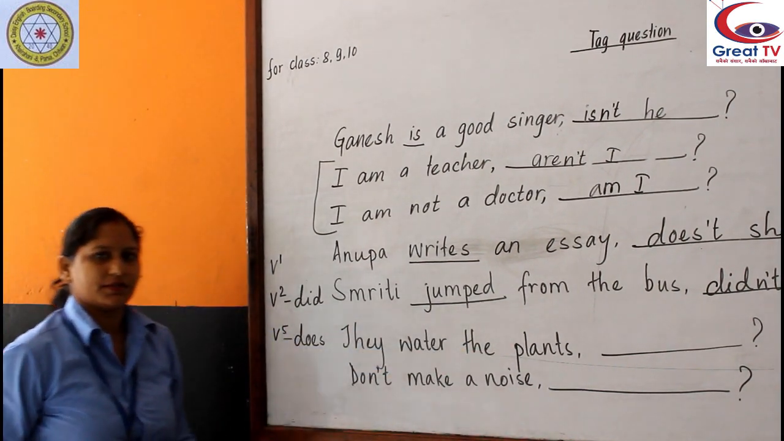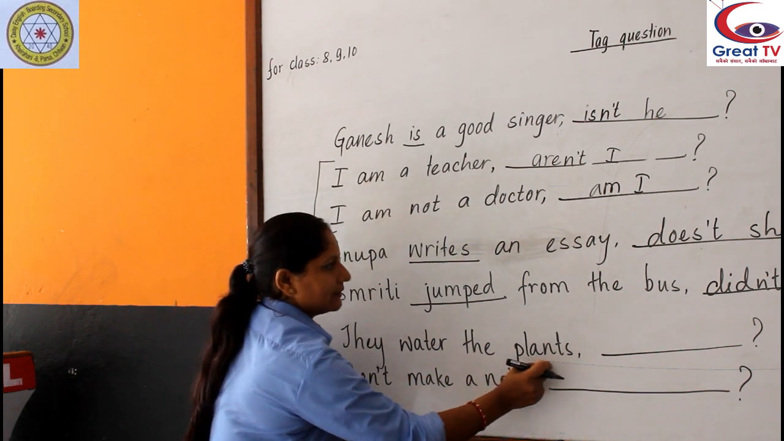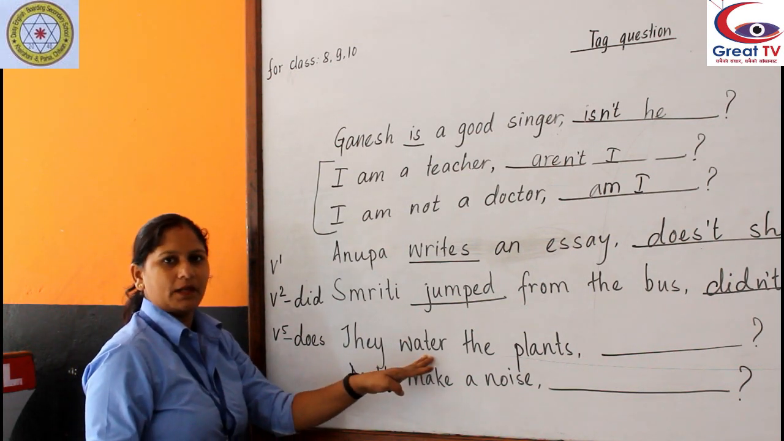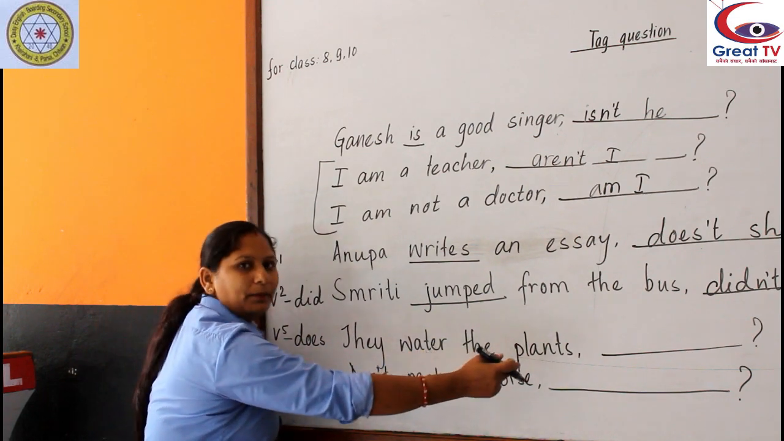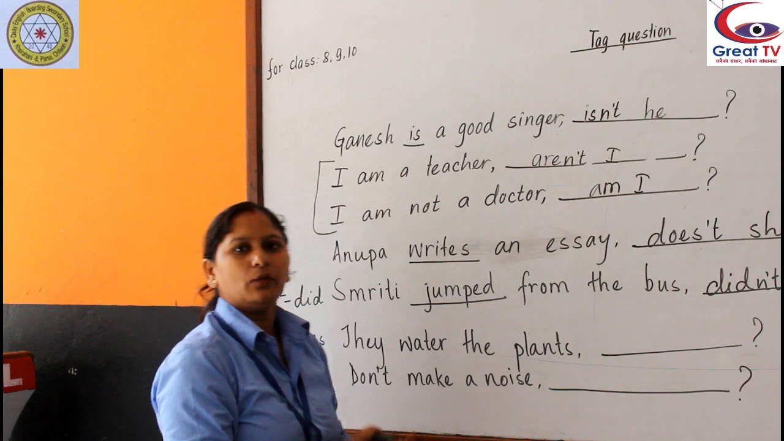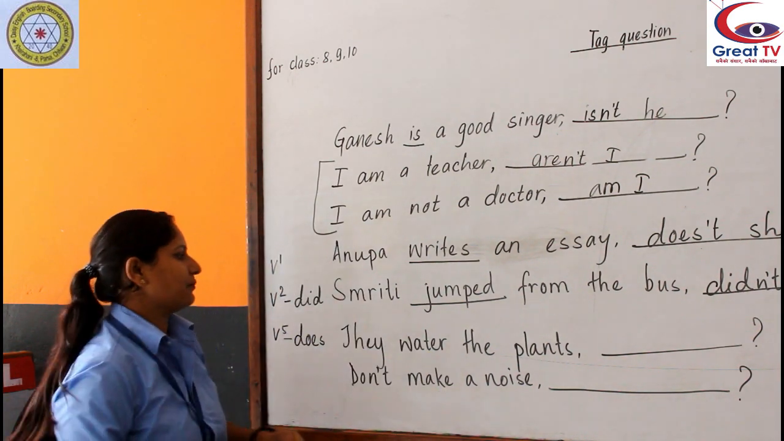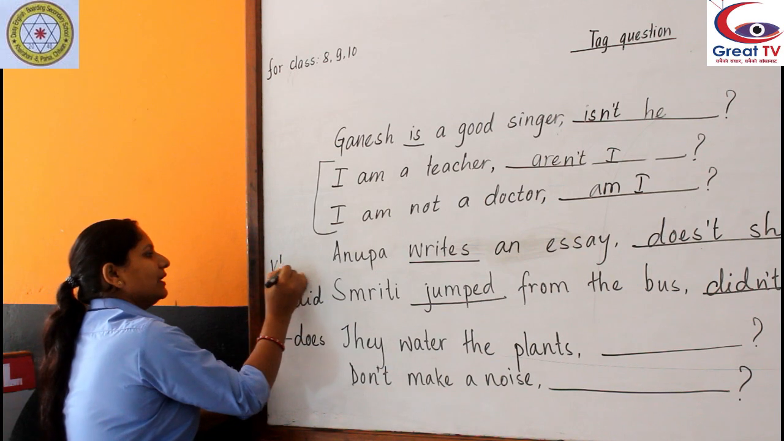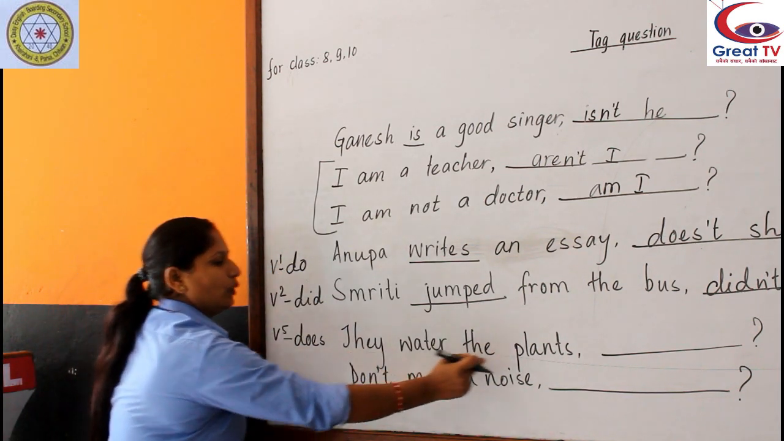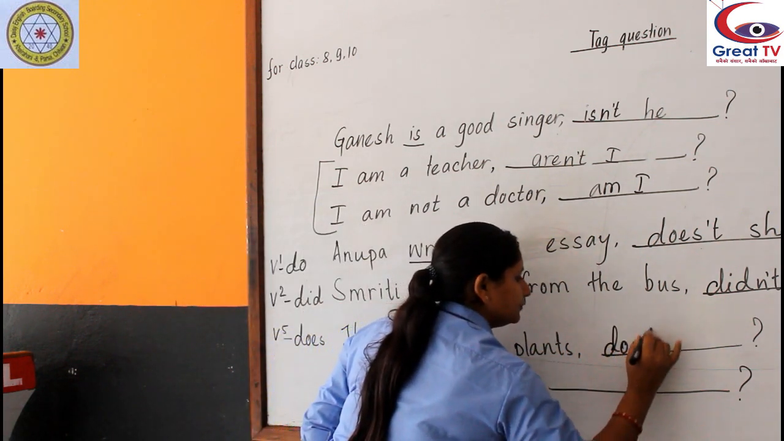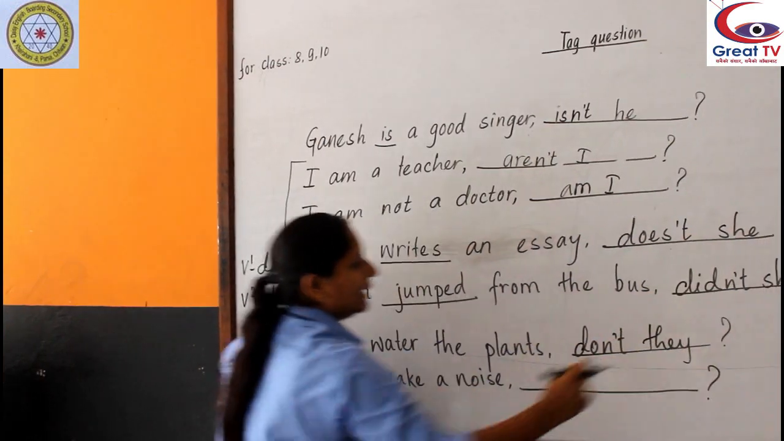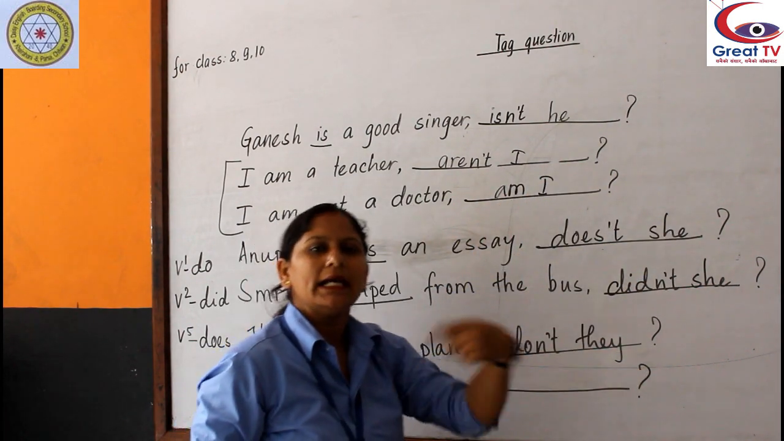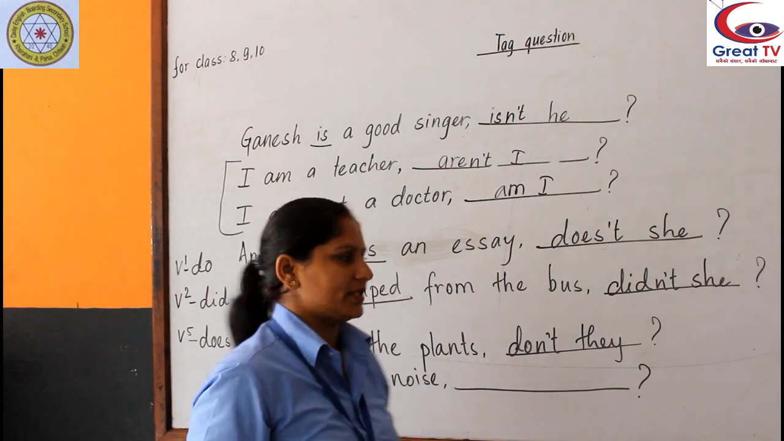They water the plants. Water here is a verb, not a noun. Water, water, water, watering and waters means to put water on the flowers. Water here is a verb. They water the plants. Since water here is V1, we use do. Don't they? And after every tag there is a mark of interrogation, as it is a question tag, a short question or tail question.